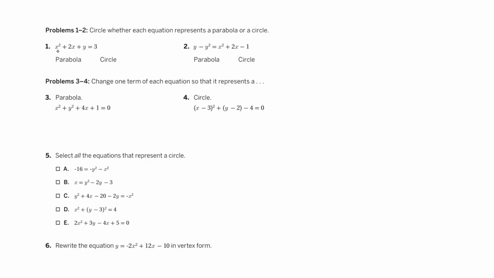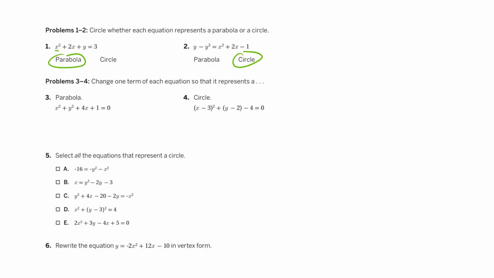So in this one here, only the x is squared, and so we know that that one has to be just a parabola. Whereas this one here, for number 2, we see that the x is squared in the equation and also the y is squared in the equation. Sometimes we may have to put it in standard form to see that, but we know that this one is going to be a circle.